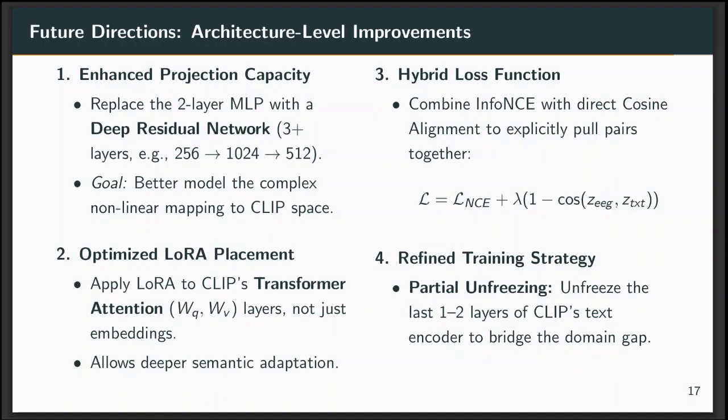To fix this, we propose three architectural changes. First, using a deep residual network instead of a simple MLP. Second, applying LoRA directly to attention layers for deeper adaptation. And finally, adding a hybrid loss with direct cosine alignment.